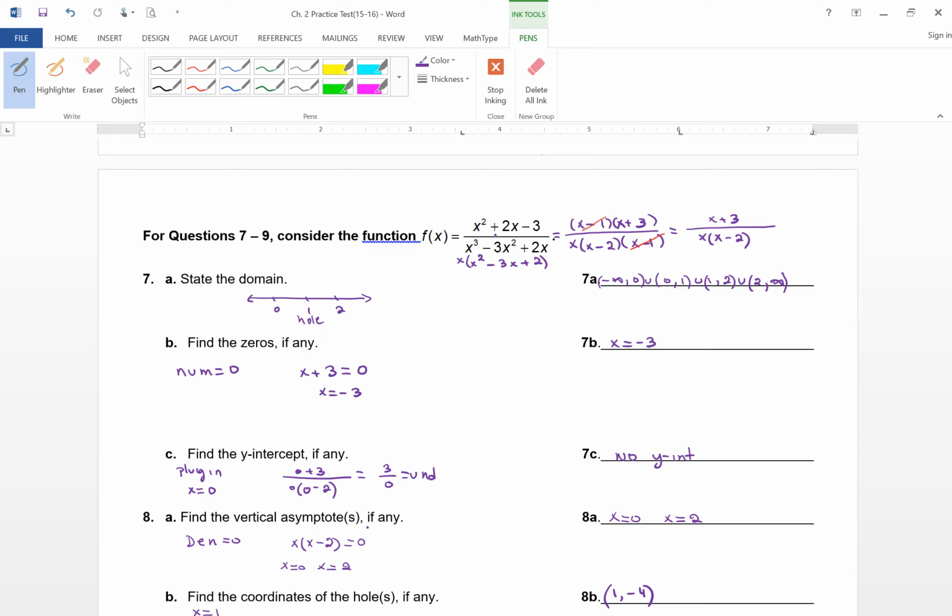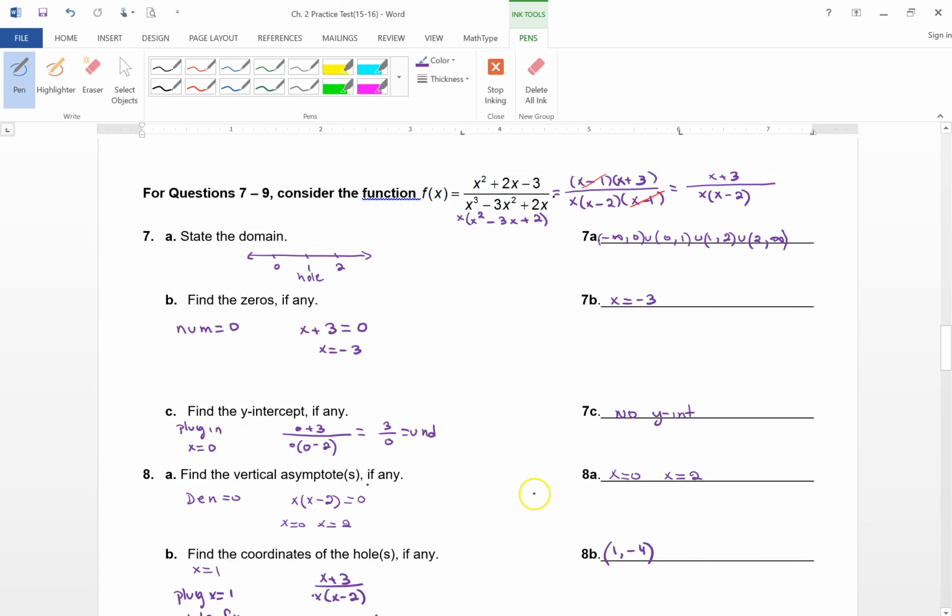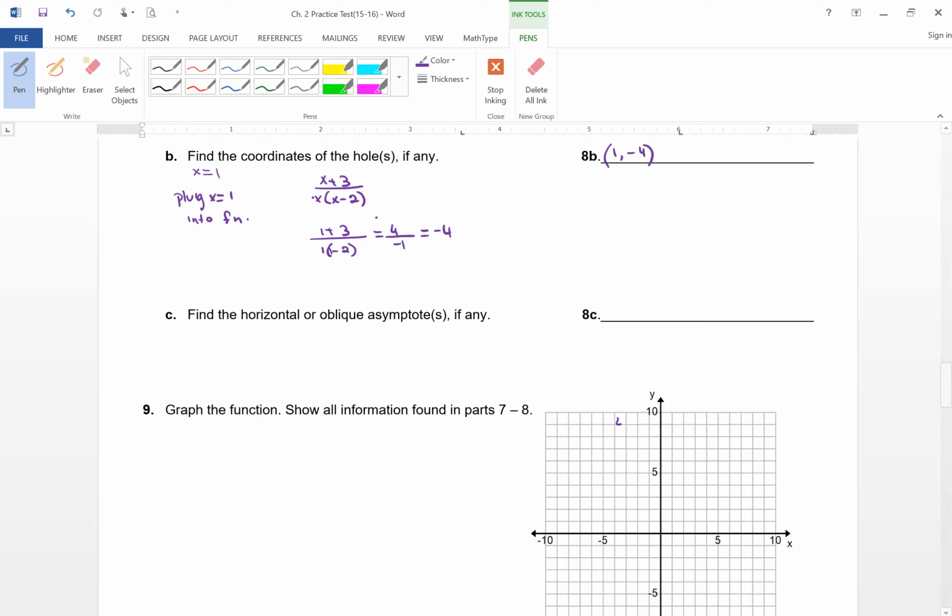Why horizontal? Because the denominator is the greatest degree. Right. So when the denominator has a greater degree or an equal degree, it's a horizontal asymptote. So we say the limit as x approaches infinity, and we want to take the term with the highest degree from the top over the term with the highest degree from the bottom.